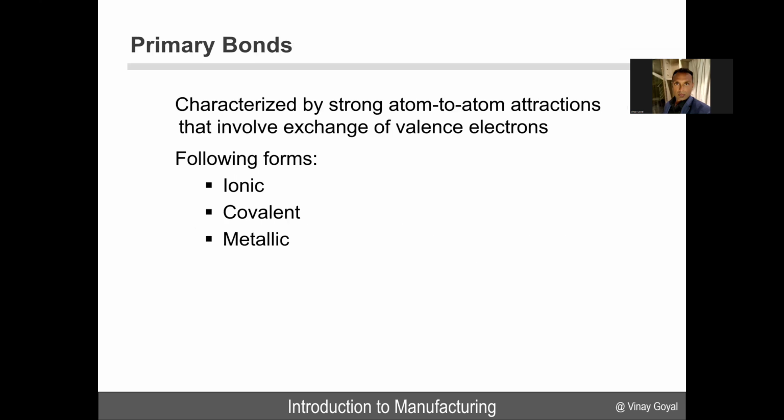When you look at primary bonds, they are characterized by strong atom to atom attractions, and they involve the exchange of valence electrons. There's three forms of this: ionic, covalent, and metallic. Those are the three kinds that are primary bonds.